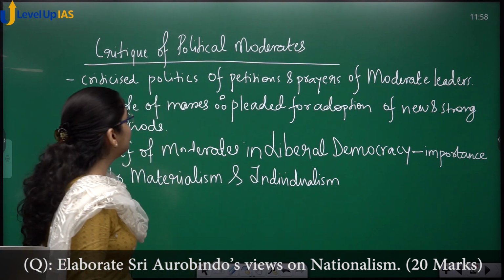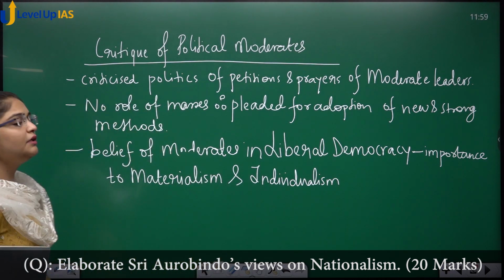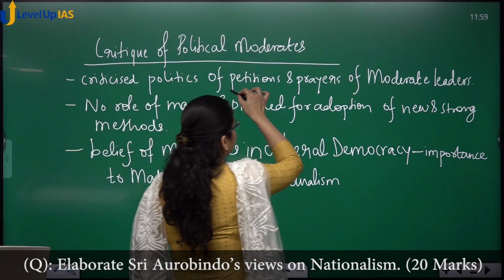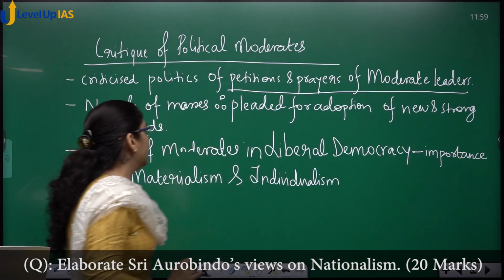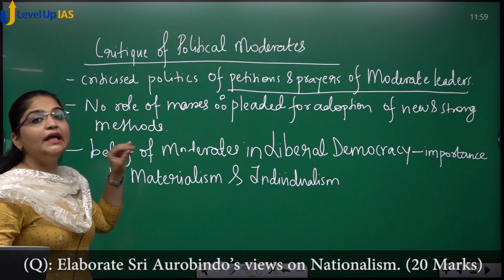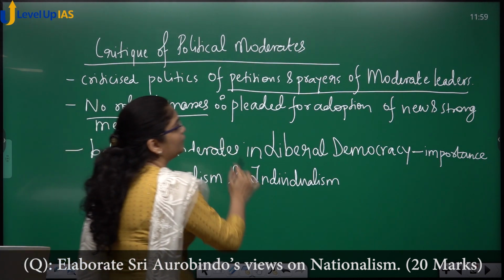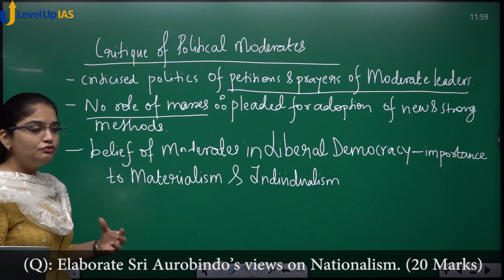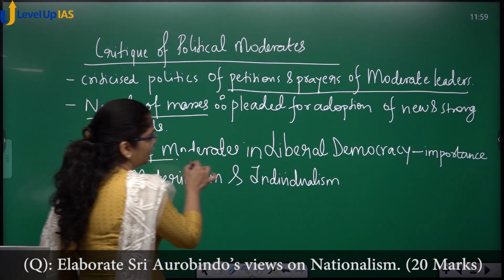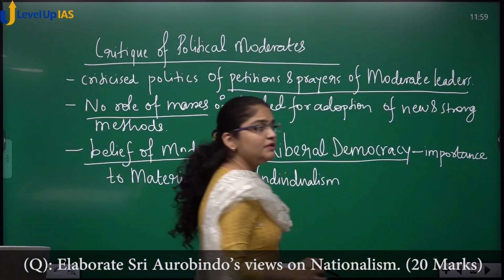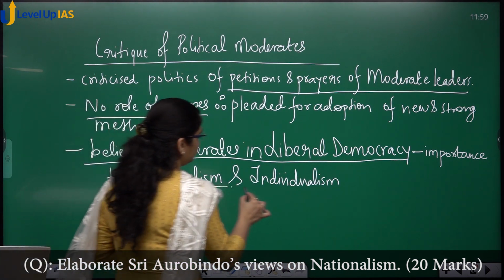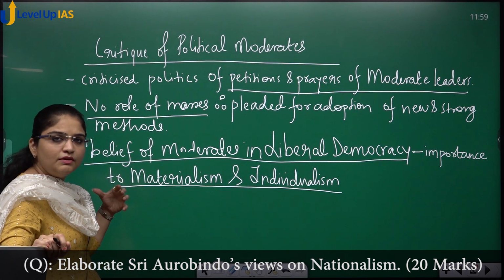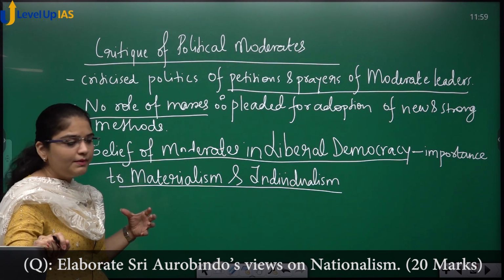Now, what is the critique that he provided for the moderates' philosophy? He criticized the politics of petitions and prayers of the moderate leaders. Why did he do that? Because it did not provide any role for the masses. Therefore, he pleaded for the adoption of stronger and new methods. He also criticized the moderates' belief in liberal democracy, which emphasizes materialism and individualism. He says there have to be stronger methods, and more belief in the potential of the masses.